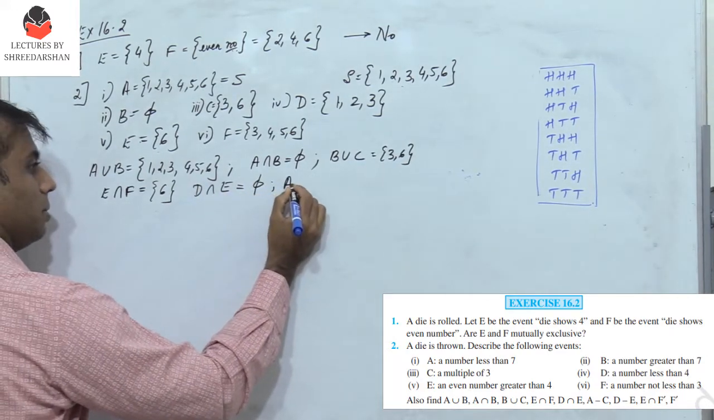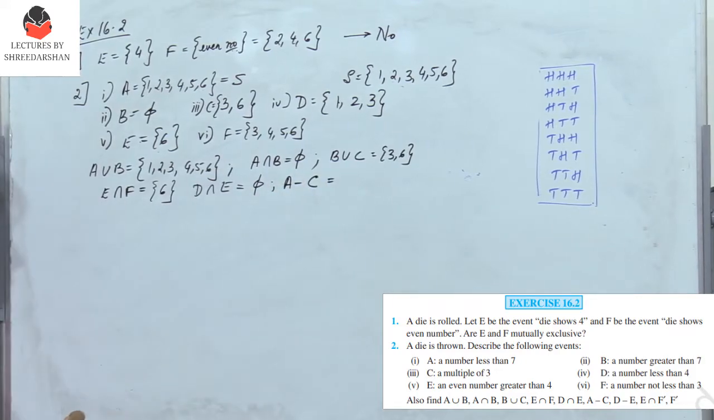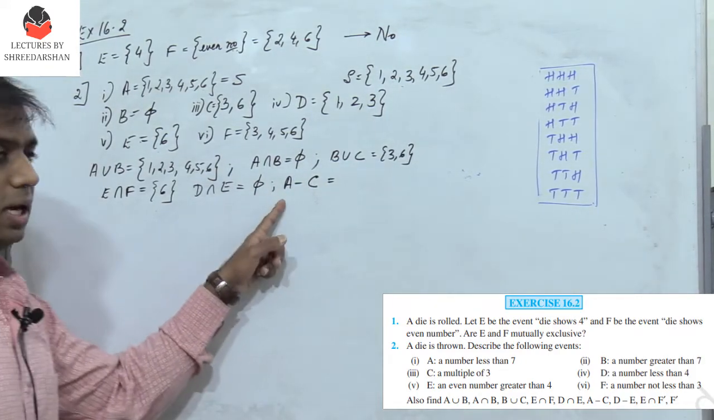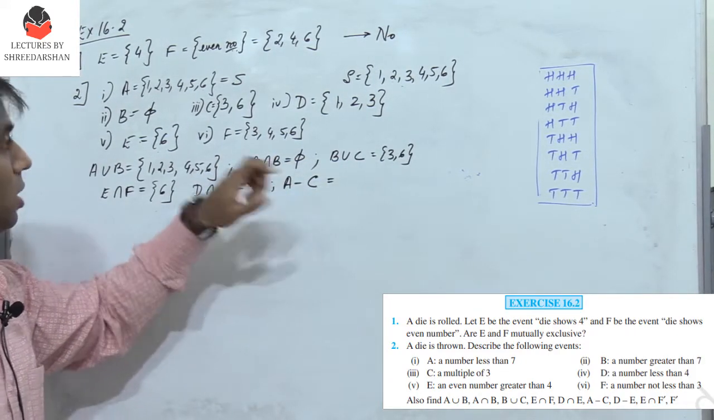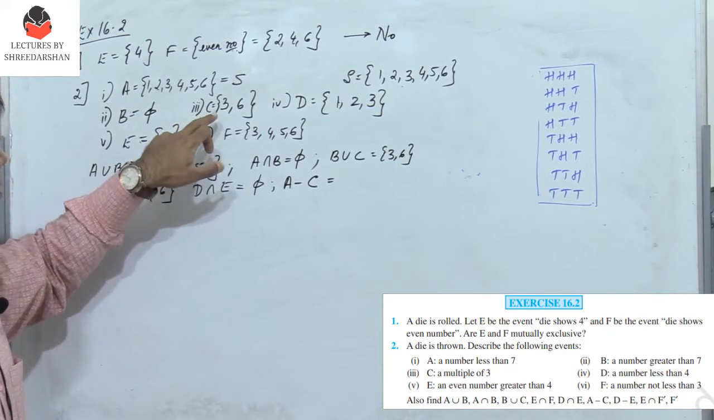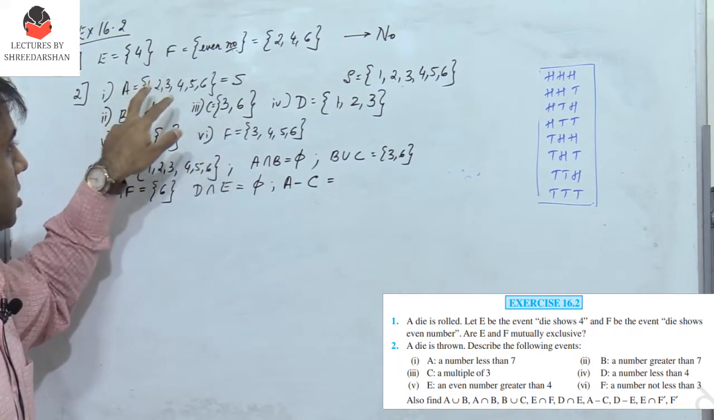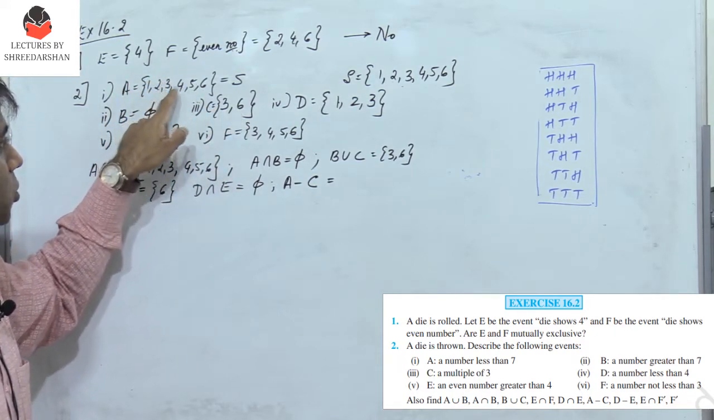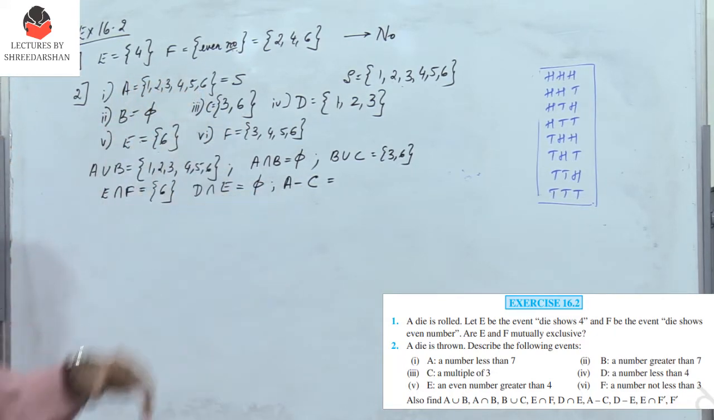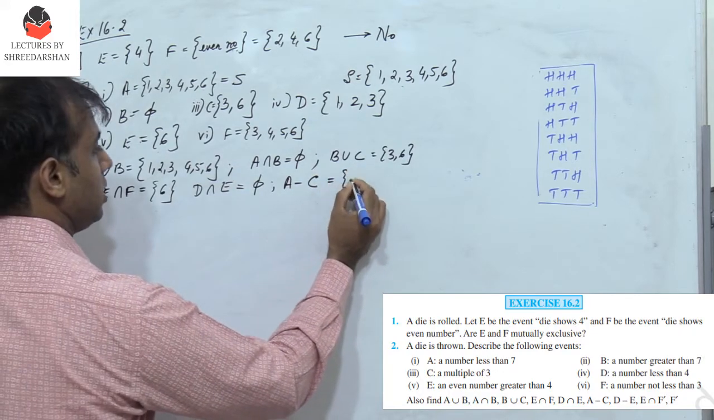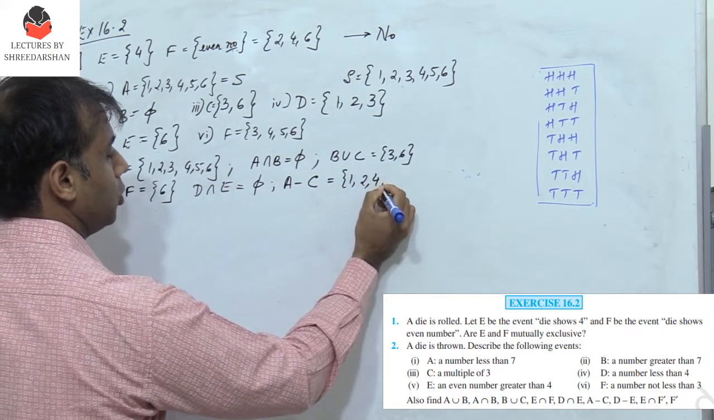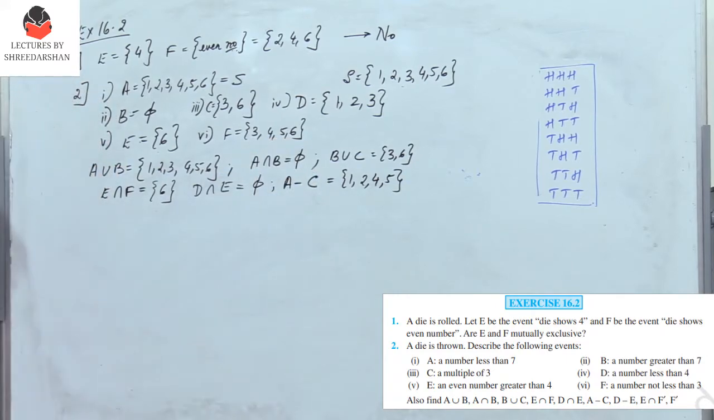Next one, A minus C. All the elements present in A which are not there in C. Now what is there in C? 3 and 6 is present in C. So all the elements which are present in A and not there in C. So I have to eliminate 3 and 6 and write it here. So if I eliminate 3 and 6, I get 1, 2, 4 and 5.